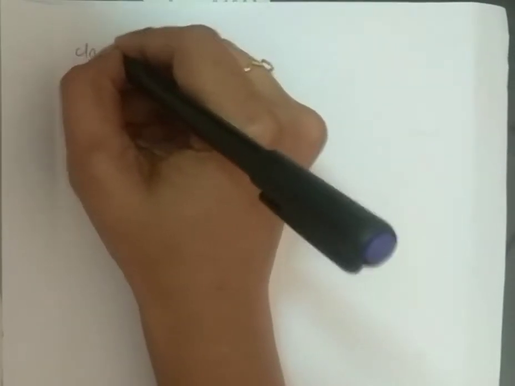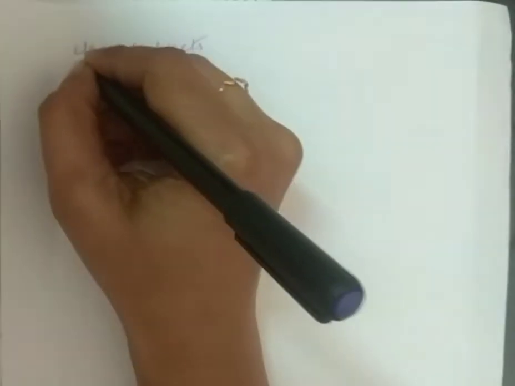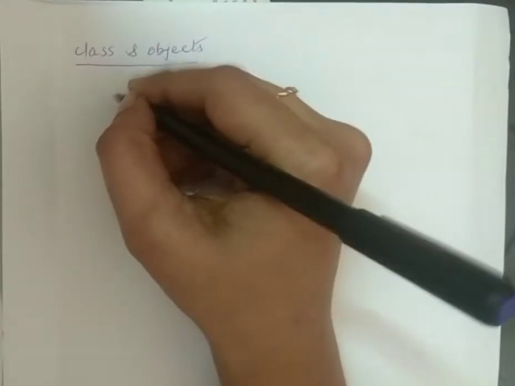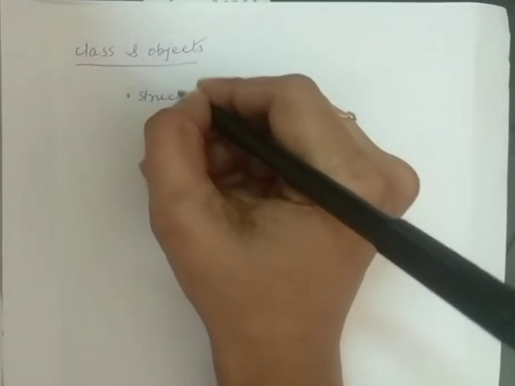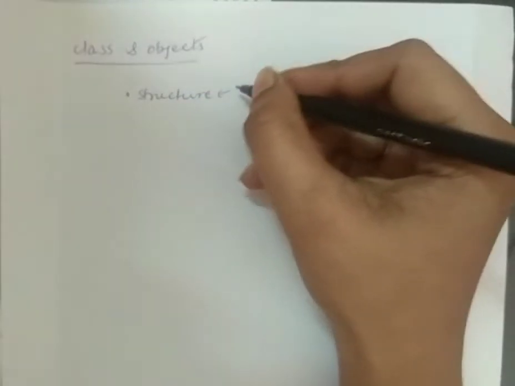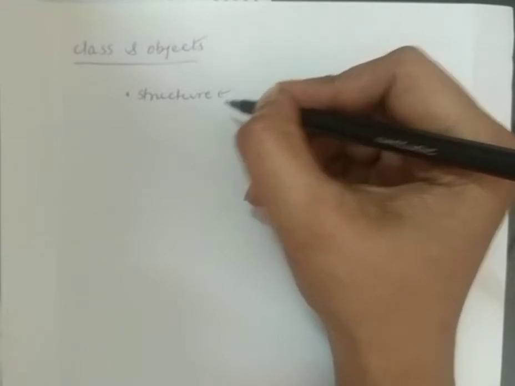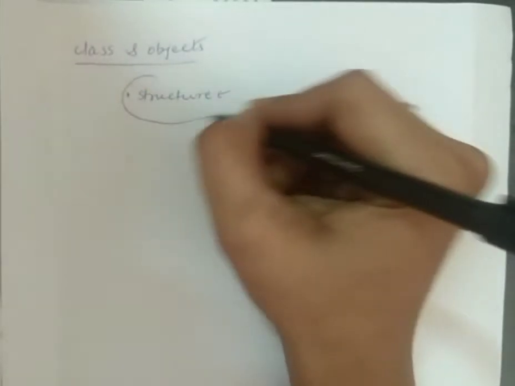So we'll move on to the next topic, that is class and objects. So we'll see what's a class first. This class is much more similar to the term structure. You know what a structure is, isn't it? You know how to define a structure, declare its variables, and access the variables inside a structure. I think this is clear.